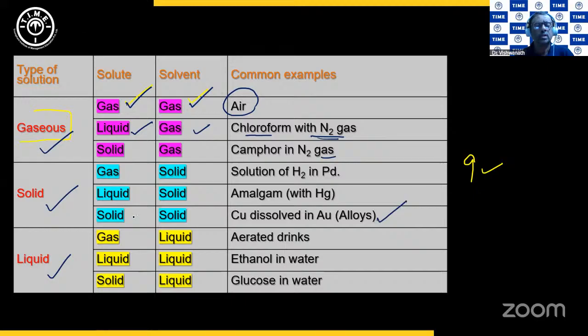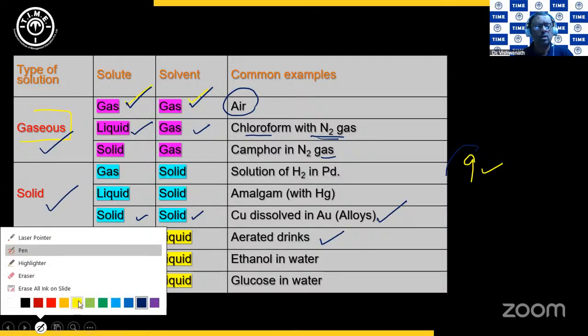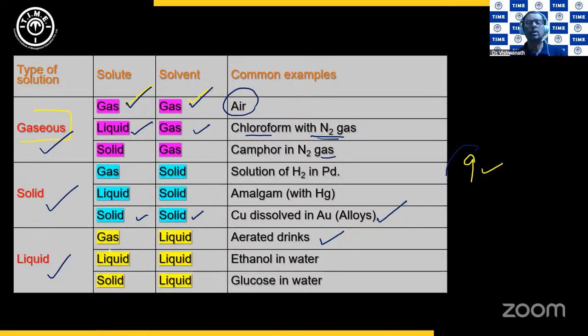And then let us look at alloys. Alloys are a solid plus solid combination, right? Aerated drinks are gas in liquid, for example, carbon dioxide dissolved in water. So like that, we have got various combinations here. Nine of them we have seen here. I hope these are all known to us. We are familiar with all these different kinds of solutions in whatever physical state they are, whether gases or solids or liquids. Hope this is clear.